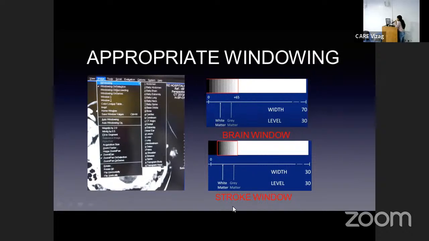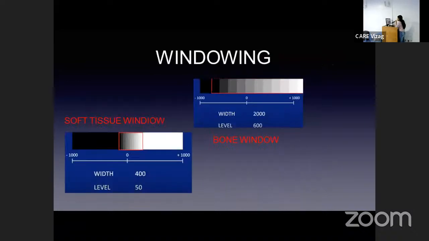And similarly, in case of a stroke window, when you're looking at the white matter and gray matter, the white matter has a density around +15 Hounsfield units, and the gray matter around +40 Hounsfield units. So if you do not adjust the width and the level at 30, what you might get is something which is very homogeneous in structure. That's the reason even for soft tissue and bone window also, we require adjustment of the width and level.